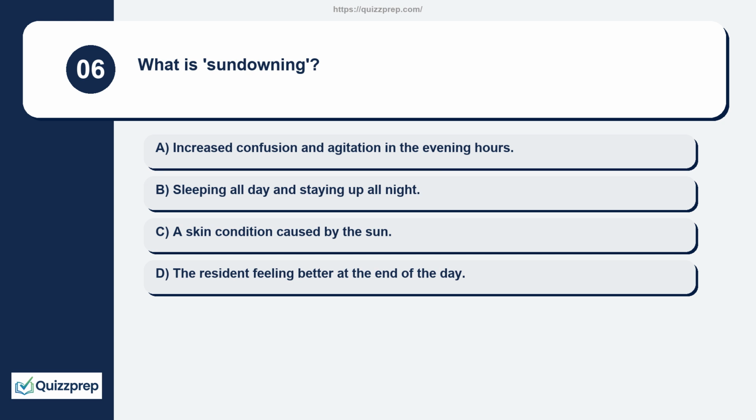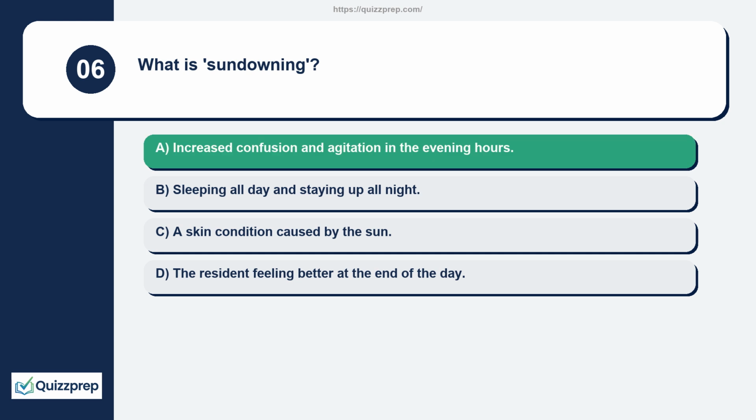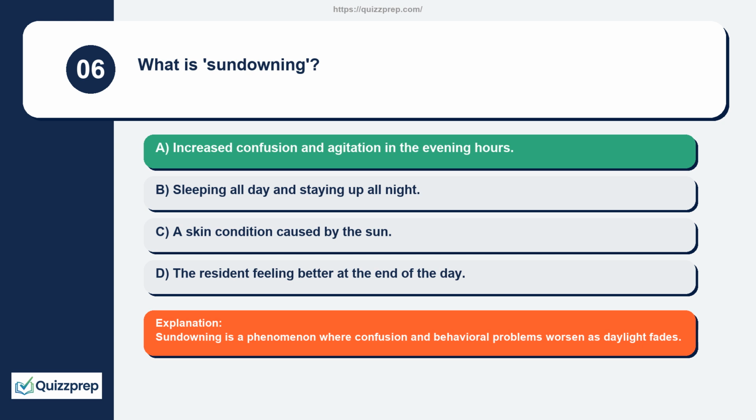Question 6. What is sundowning? Increased confusion and agitation in the evening hours, sleeping all day and staying up all night, a skin condition caused by the sun, the resident feeling better at the end of the day. Sundowning is a phenomenon where confusion and behavioral problems worsen as daylight fades.